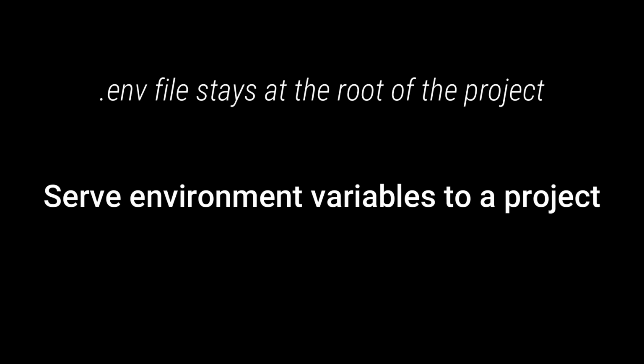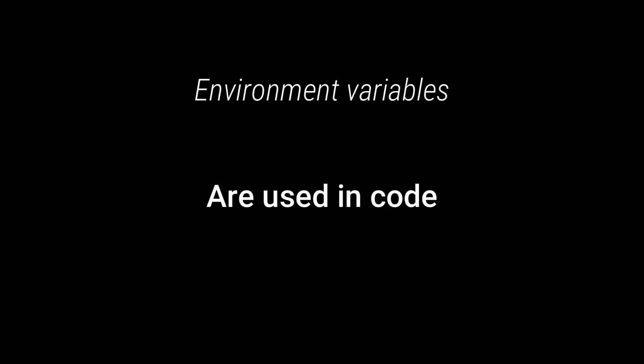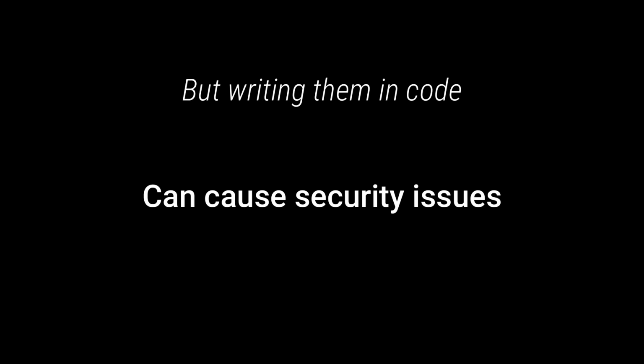A .env file is a simple file where we store environment variables. Environment variables are configuration values used by our application. For example, port number, database URL, API secret keys, cloud credentials. Writing them directly inside our code base can be harmful and cause security issues.